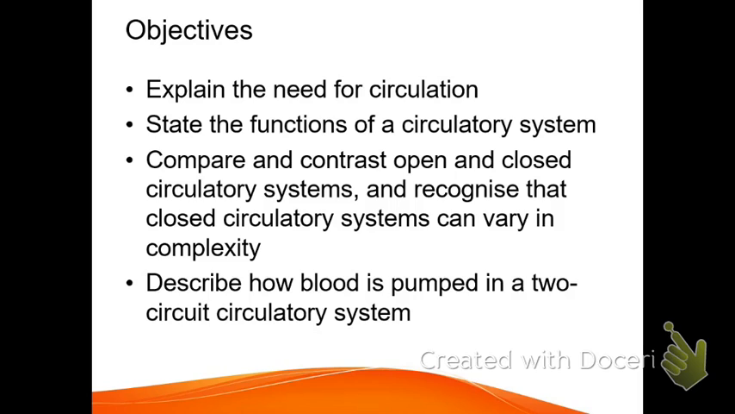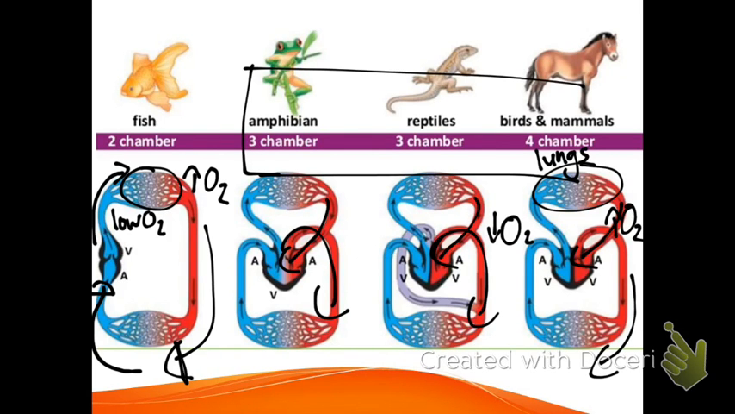So that brings us to the end of today's slides. Hopefully you'll be able to explain why we need circulation, state the basic functions of a circulatory system, compare and contrast open and closed systems, recognize that even closed systems can vary in complexity, and briefly describe how blood is pumped in a two-circuit circulatory system. By that last bit, I should have mentioned that, sorry, we'll use this as a two-circuit system. What we mean by that, let me get rid of all this.